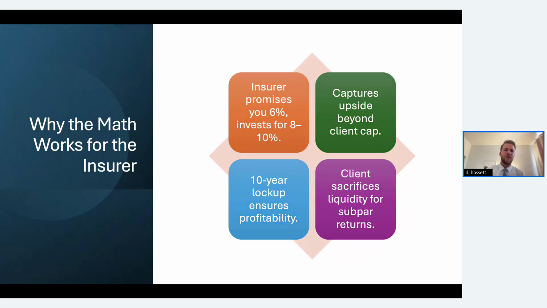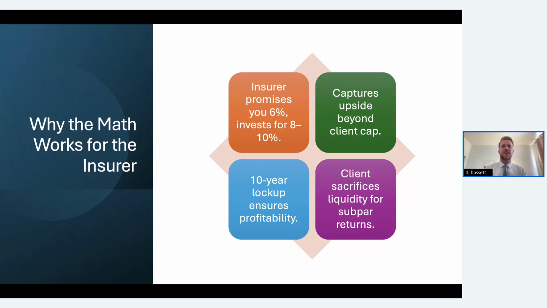We're coming into 10 minutes left here. I mean, we've kind of talked about this. Why does it work for them? They promise you 6 and then they get 8 to 10% or 12% or whatever the market gives them. The 10-year lockup ensures profitability over the long run.